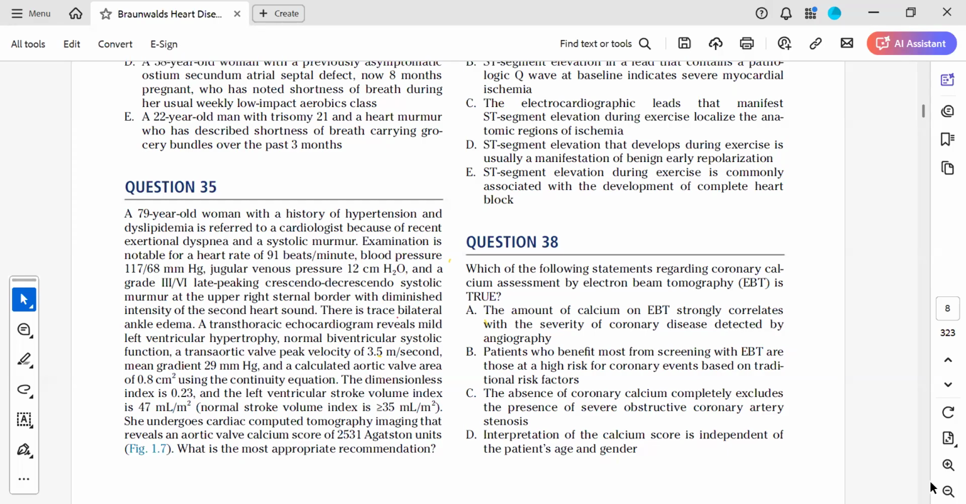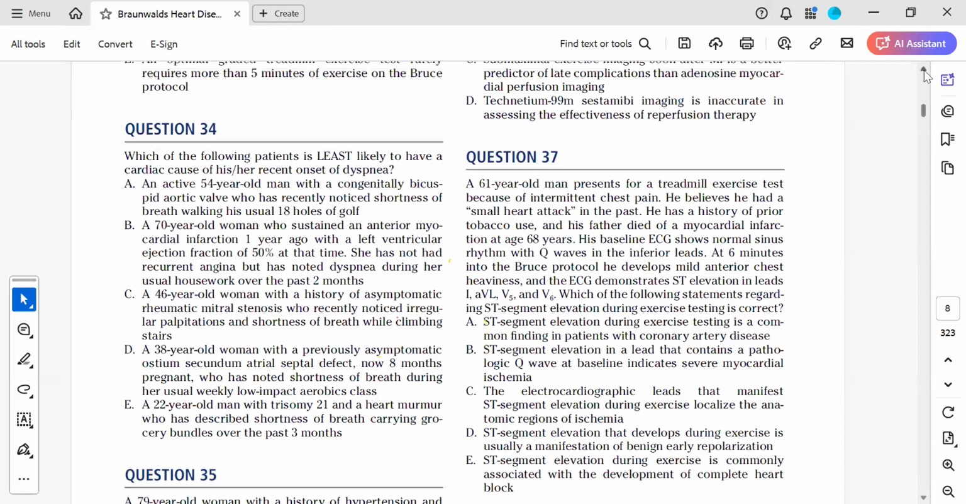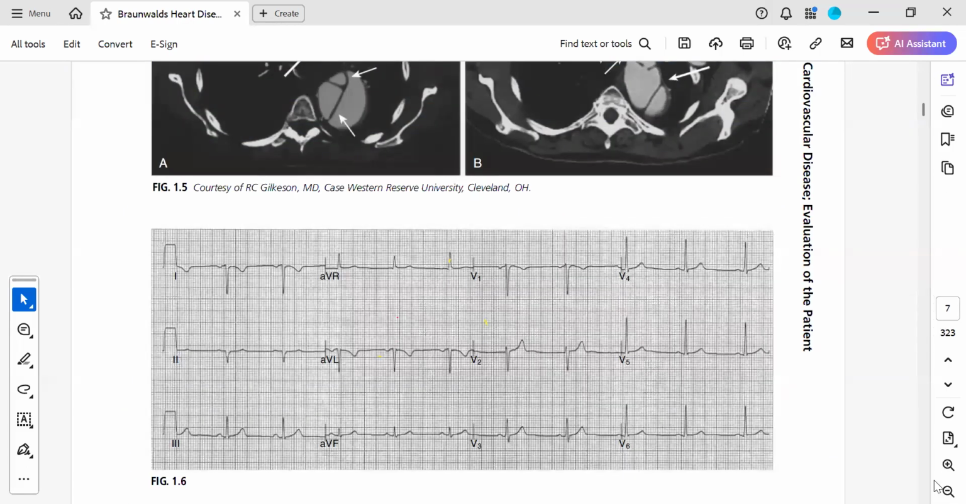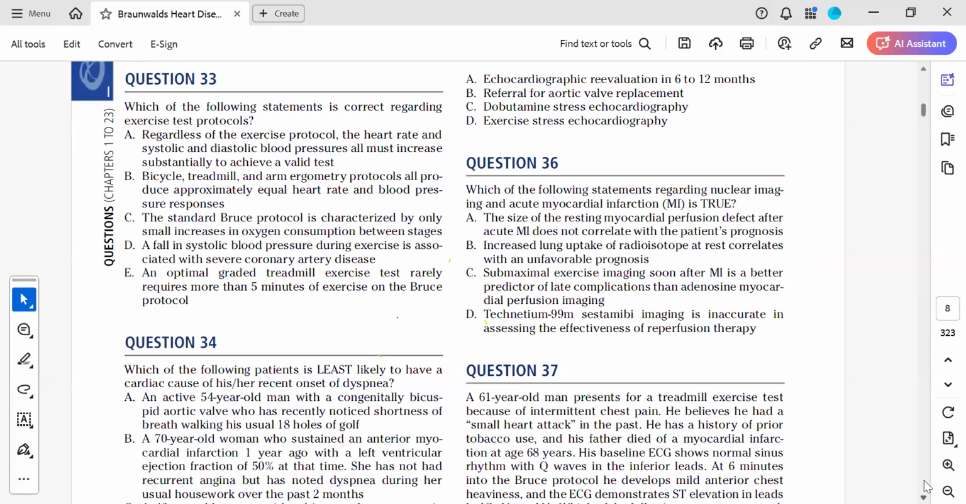A, echocardiographic reevaluation in 6 to 12 months. B, a referral for AV replacement. And C, a dobutamine stress test and an exercise stress test. Just to put this in context.